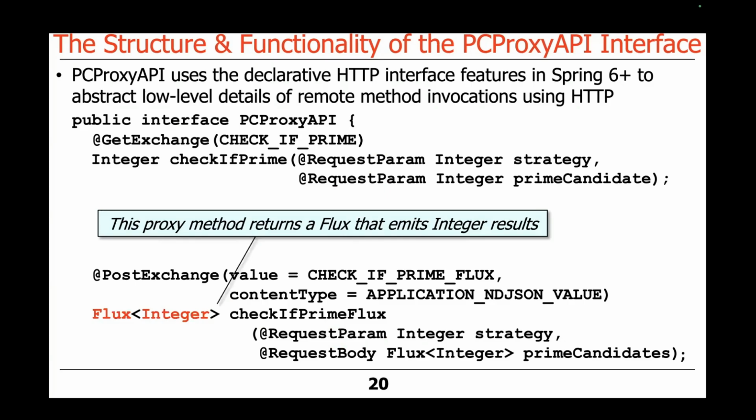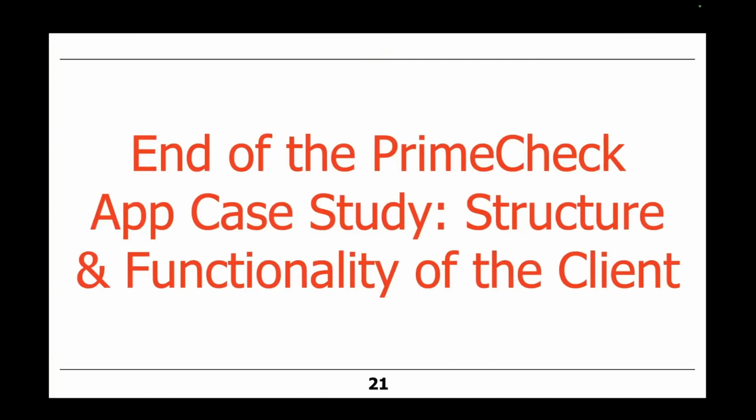This proxy method, checkIfPrimeFlux, returns a flux that will emit these integer object results. So that's really cool. So that's the walkthrough of how the client is going to be designed. And next, we'll take a look at the client implementation.